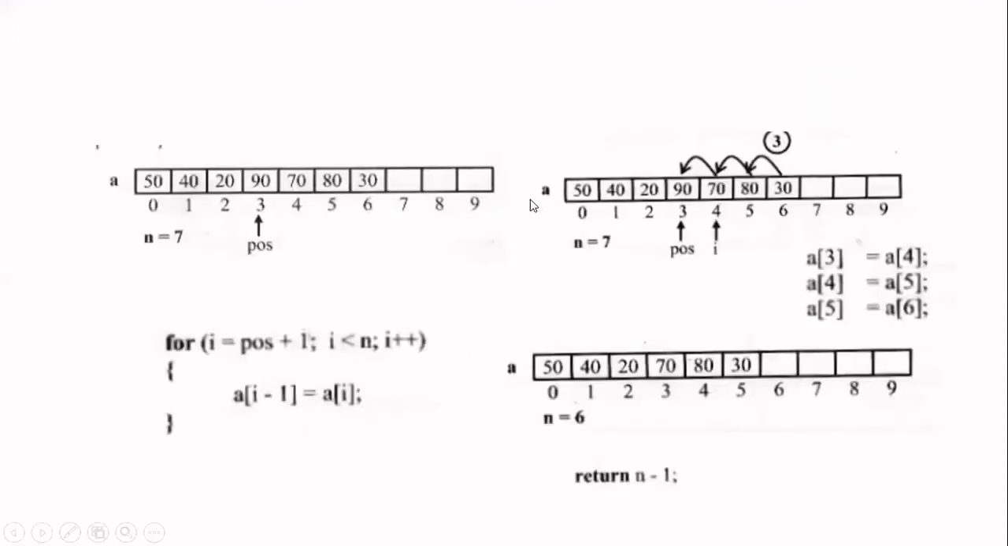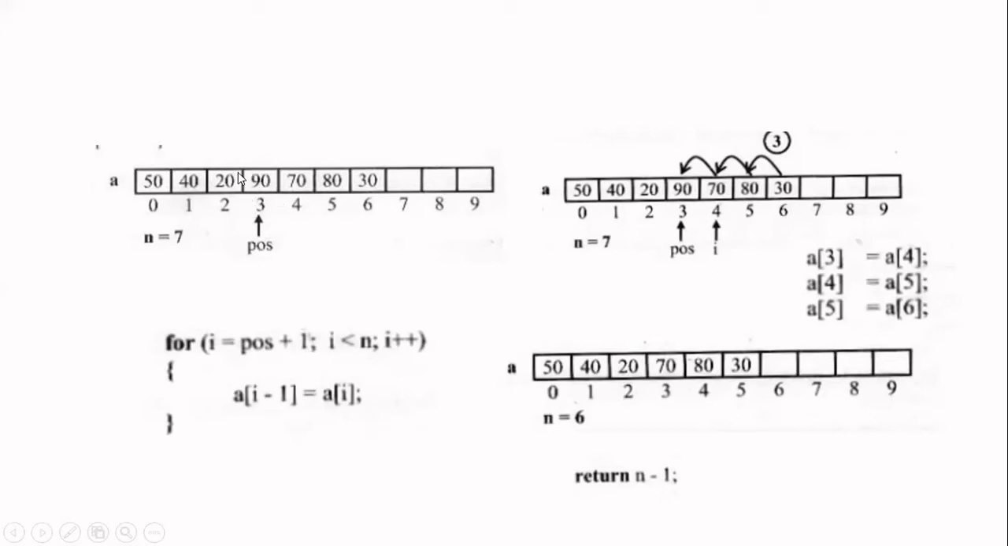Now let us see what will happen when we delete an element. We will start with the first diagram. This is the array I have. I am saying that I want to delete the element at the position 3. Now when we delete the element, look at the second diagram. When you are deleting the element, this 90 will be removed from the array.